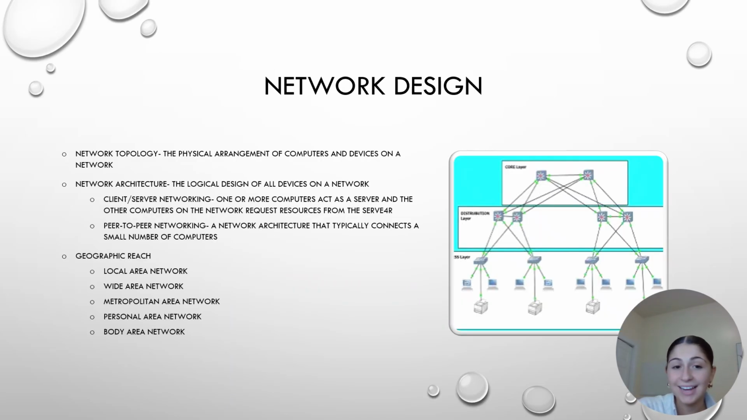Next, we have network design. So we have network topology. This is the physical arrangement of computers and devices on a network. We also have network architecture, which is the logical design of all devices on a network. Then we have geographical reach.